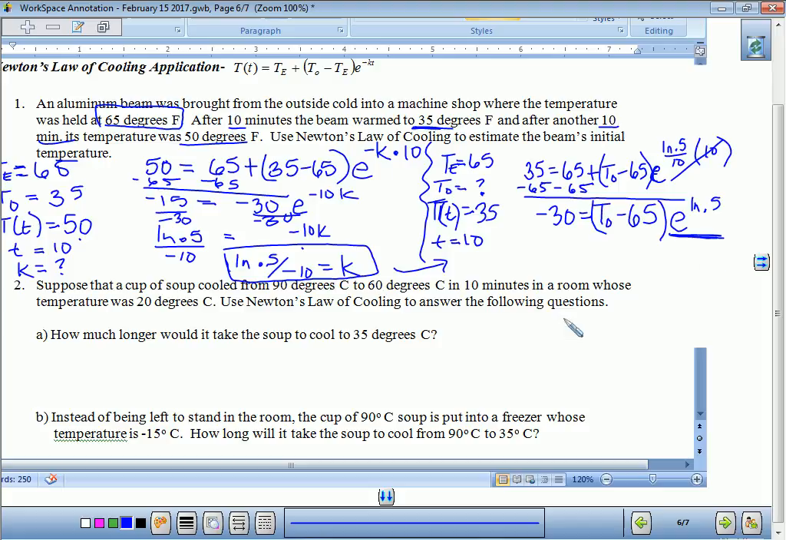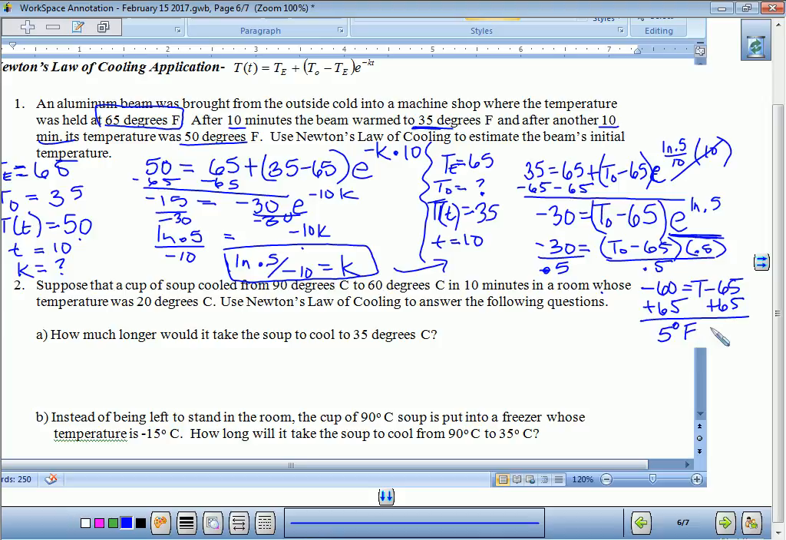So, because of our properties, we know this is 0.5. So we'll divide by 0.5. That fixes this problem. And we get negative 60. And we add 65. And we get 5 degrees Fahrenheit was the initial temperature.